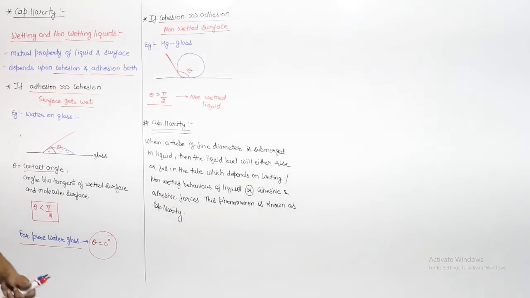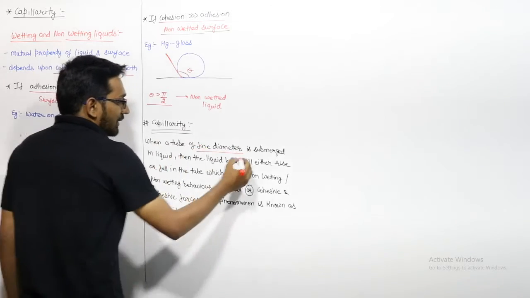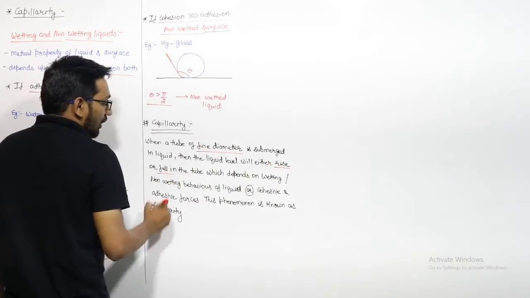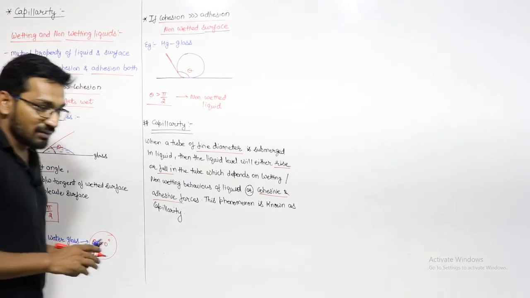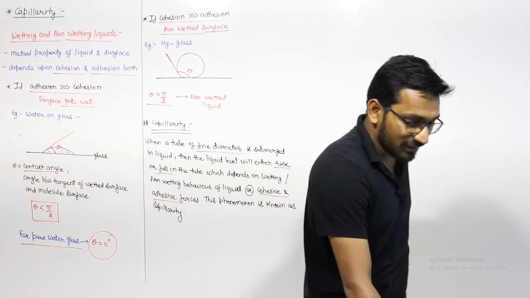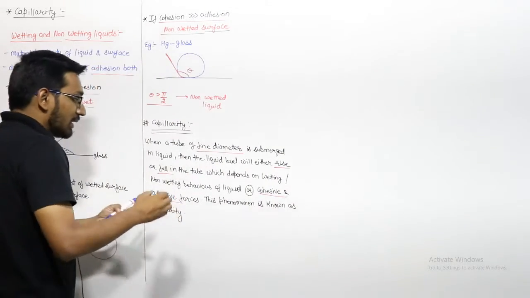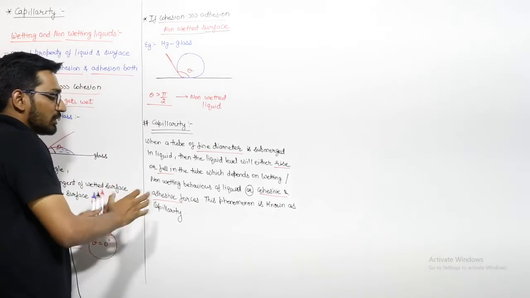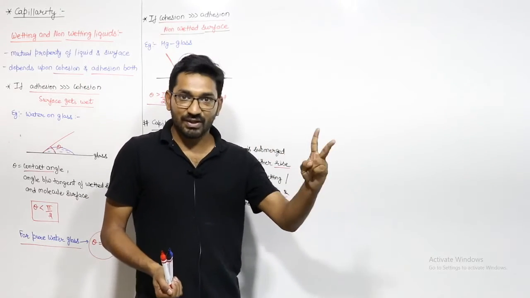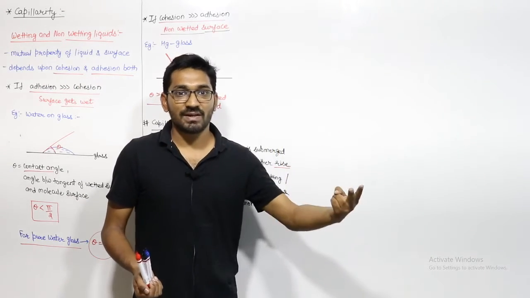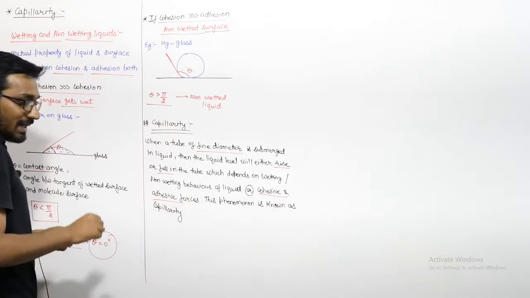So this is the definition of capillarity, right? You have to remember that when a tube of fine diameter is immersed in the liquid, the level will either rise or fall, which depends upon the cohesive and adhesive forces. So capillarity is because of both cohesive and adhesive forces. Viscosity is because of cohesive, surface tension is because of both cohesive and adhesive, and similarly capillarity is also because of both cohesive and adhesive.